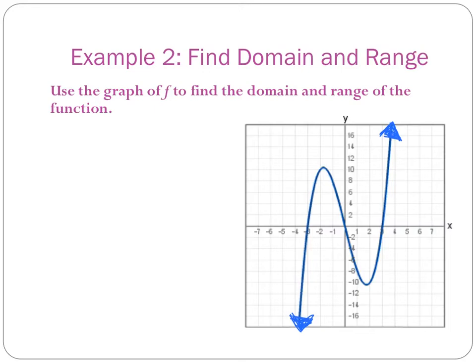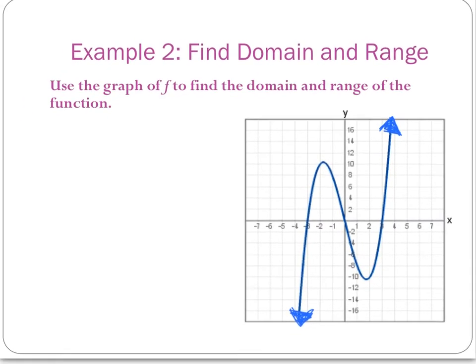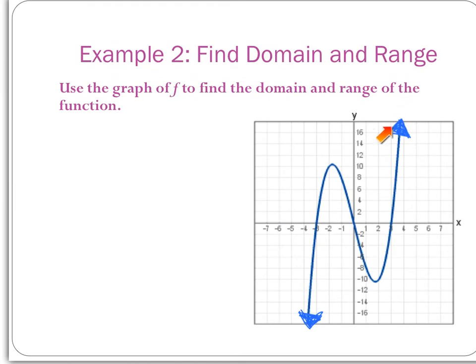Because our graph is going to move to the right infinitely, right here, and move to the left infinitely, this direction, that tells me my domain is all real numbers.